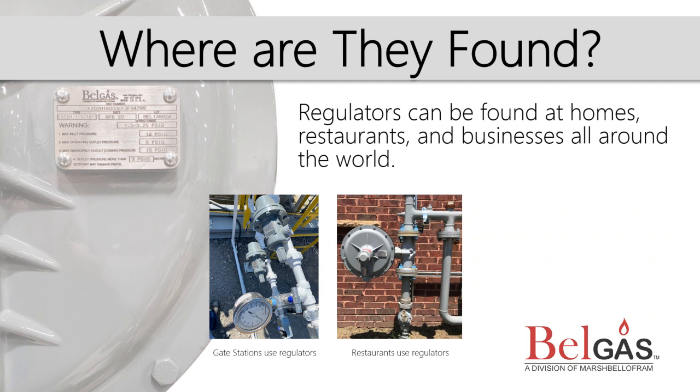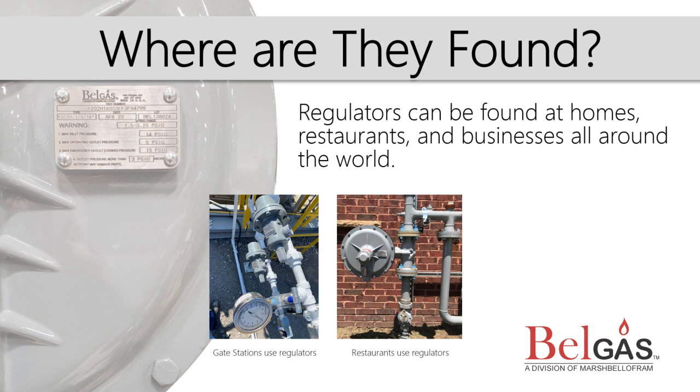Where can you find regulators? There are regulators everywhere. You can find them at the doctor's office, the cafe, and even the grocery store. Regulators are typically found within proximity of meters and other metering or regulation equipment. Pictured are real-life examples of regulators. On the left are regulators at a gate station, and on the right, a regulator in use at a restaurant.